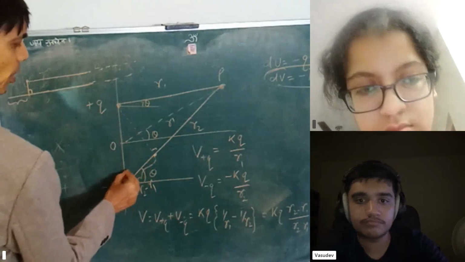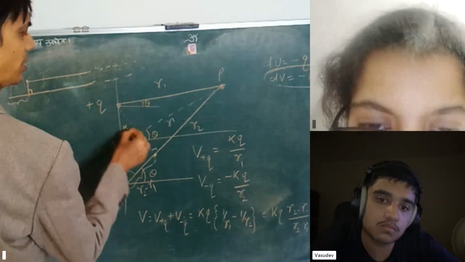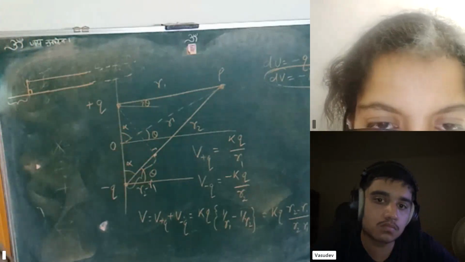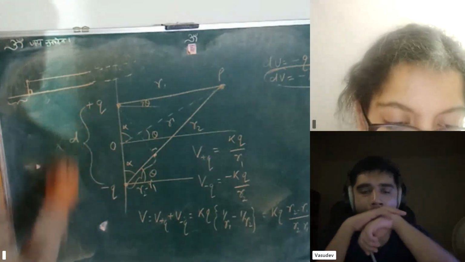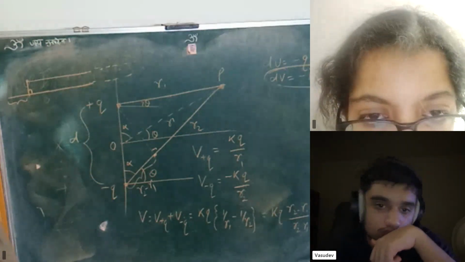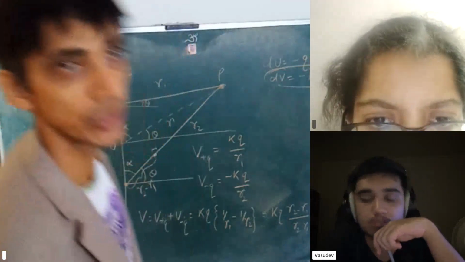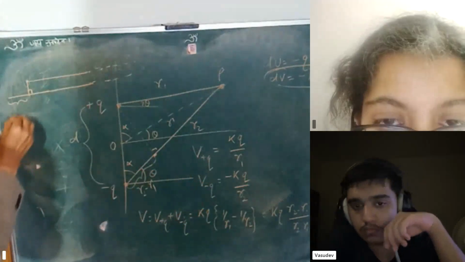This theta, if you want to take this 90 minus theta, you can take. Generally they present it in alpha, so I'm presenting in alpha. Okay, tell me what will be R2 minus R1. This total distance is small d. Can we write R2 minus R1 as d cos alpha? Do you check the triangle?